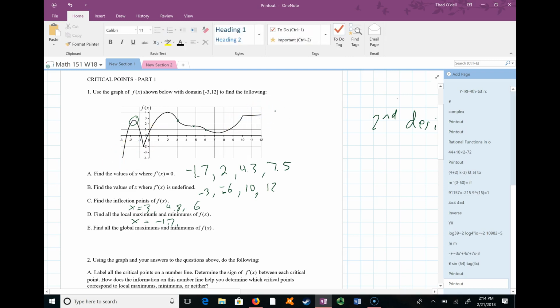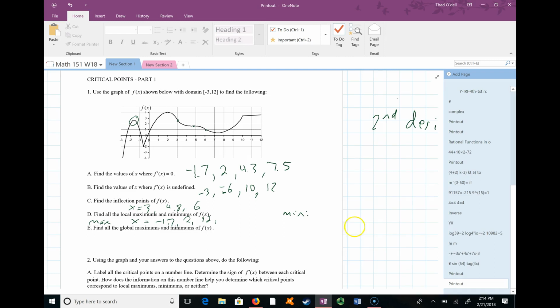And it looks like we'll break them up into max and min. At x equals negative 1.7, it looks like there's another maximum at 2, and then another maximum at 12. When we talk about maximum, we're talking about local maximum, so it doesn't have to be the highest point on the graph, it just has to be the highest point in its local neighborhood.